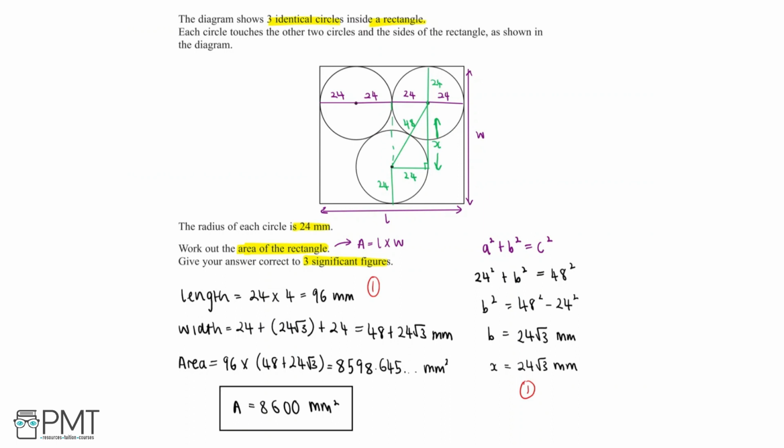Now the third mark is for completing the width of the rectangle by doing 24 plus x plus 24, and we got an answer of 48 plus 24 root 3 millimeters. Now the fourth and final mark is for multiplying the length and width together and getting a final answer of 8,600 millimeters squared, which is rounded correctly to 3 significant figures.